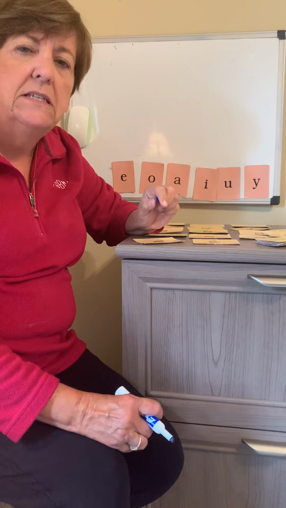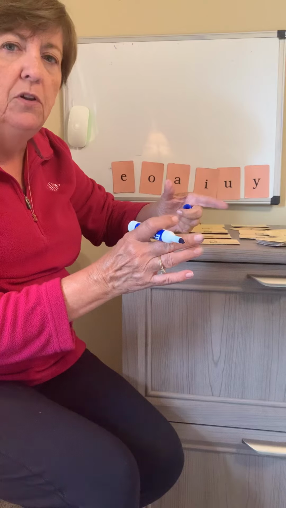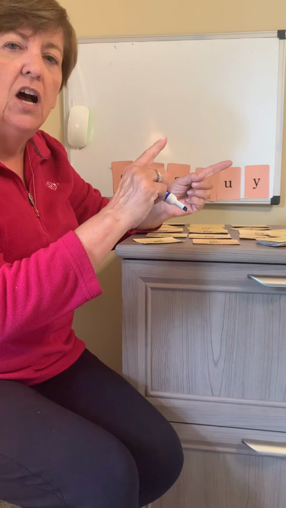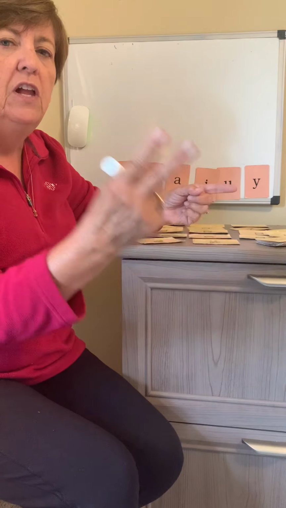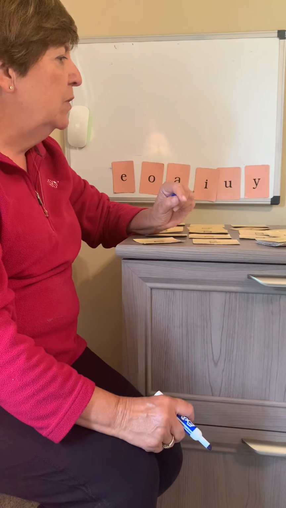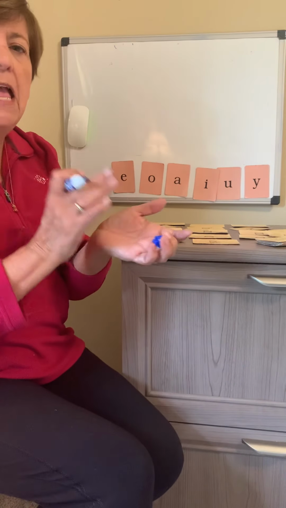The secret is, if you hear a long sound in the first syllable, you're going to have 1 consonant after it. If you hear a short sound in the first syllable, you're going to have 2 consonants after it. So let's build the word table. Table.